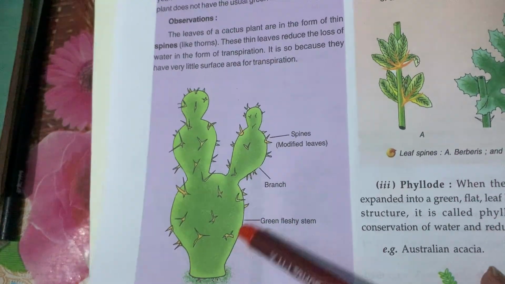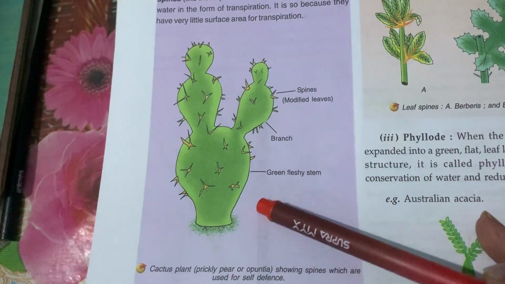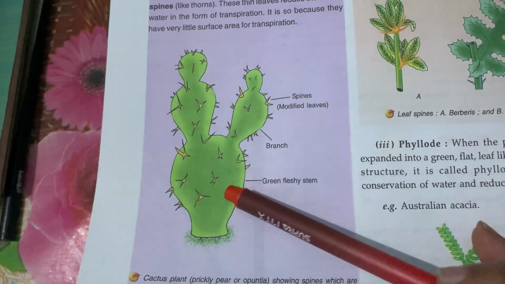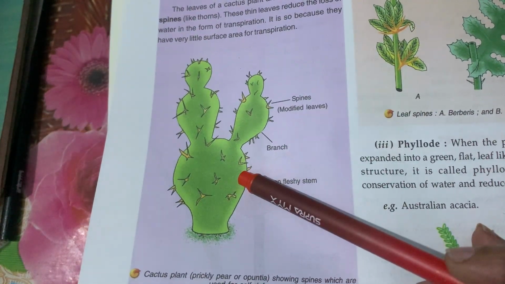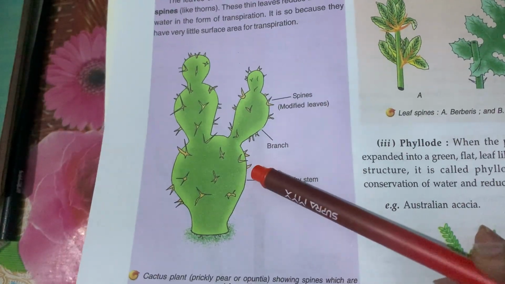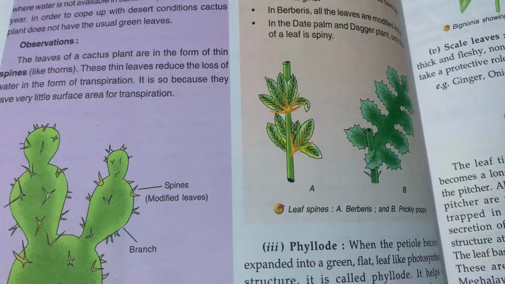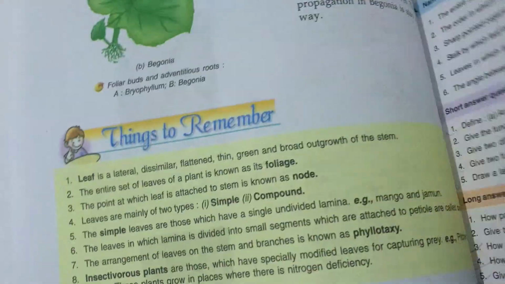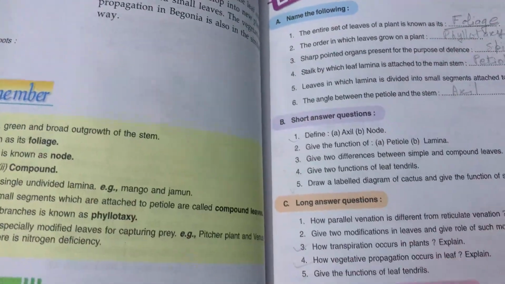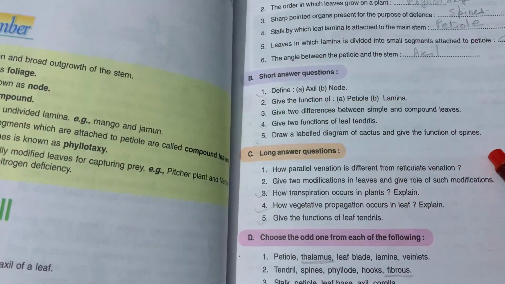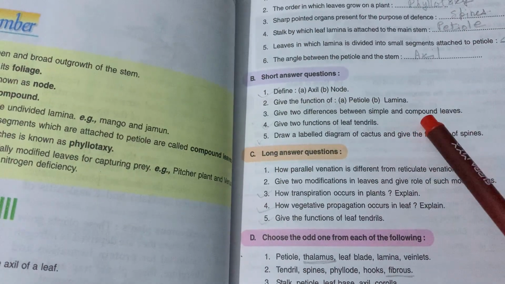Here you can see this is a cactus plant, Opuntia. The green fleshy stem performs the function of leaf. Leaves are modified into spines. They reduce the loss of water and they also protect the plant from grazing animals, so that it is not eaten. In any danger, the plant is protected by them.